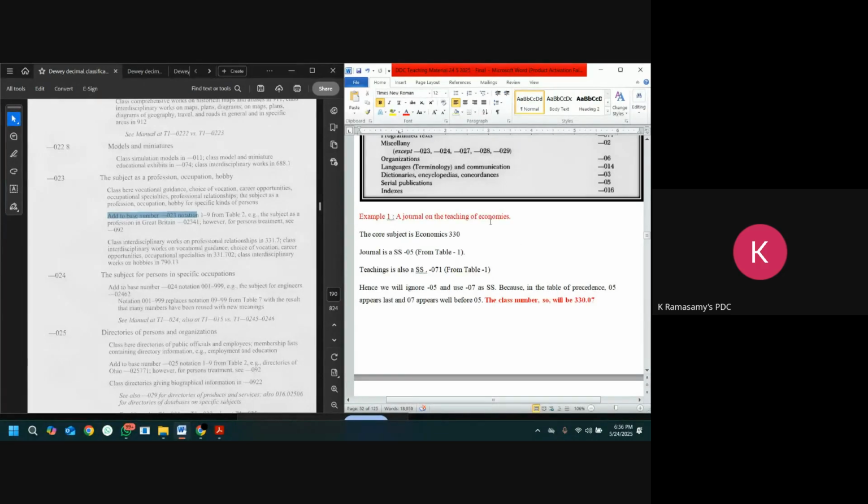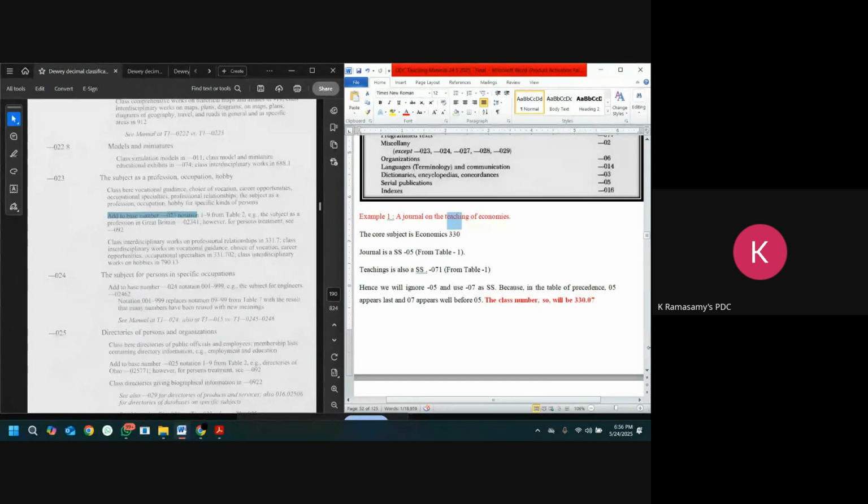And this particular topic, if you go through, it has got 3 components. One is economics, which is main subject called 330 economics. And it has got 2 other components. One is teaching, other is journal. Journal is a standard subdivision, number is 05. Teaching is a standard subdivision, number is 071. So there are 2 standard subdivisions.